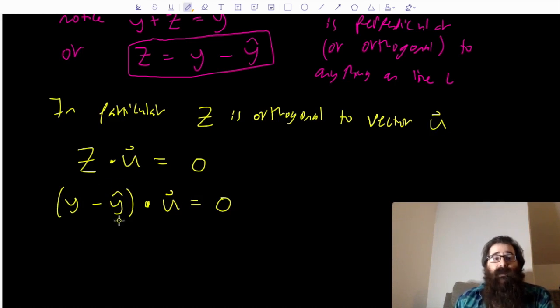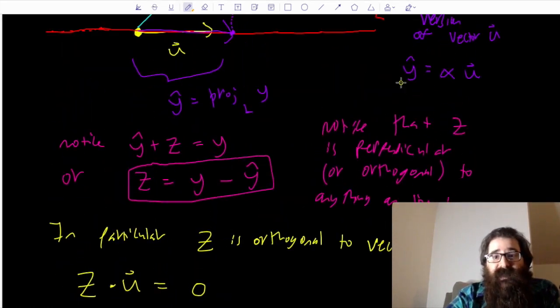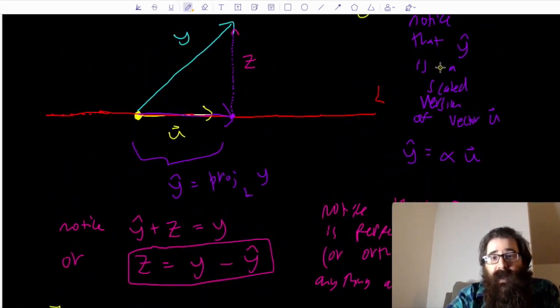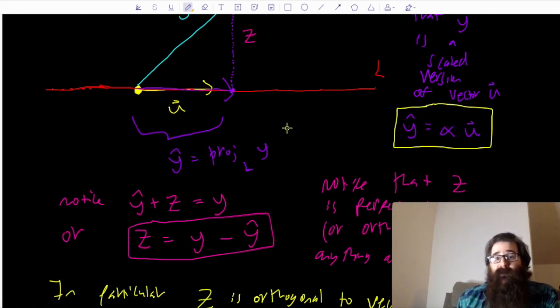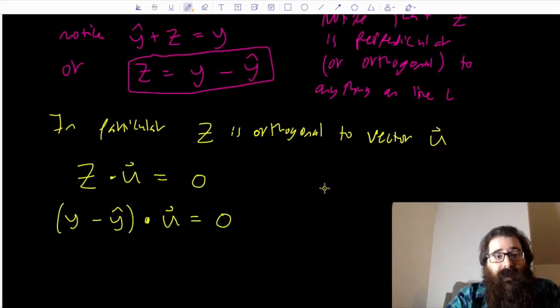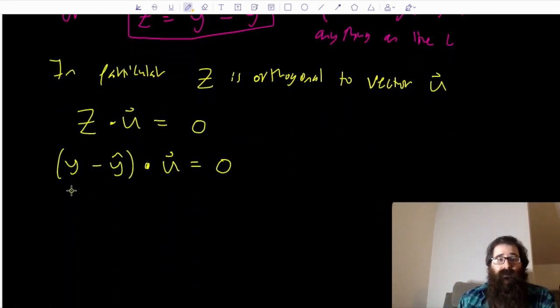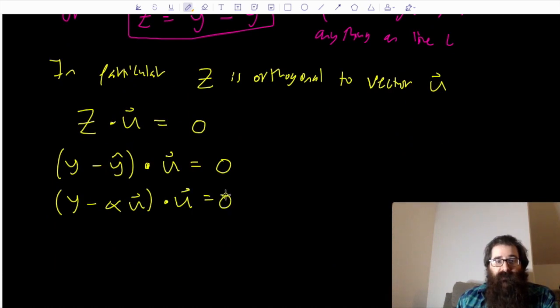And what did we say about y hat? Well, we said y hat is just a scaled version. Notice that y hat is a scaled version of vector u. So y hat is equal to some constant. I called that constant alpha, but you could call it whatever you want. Some constant alpha times vector u. So I can make that substitution and say, y minus alpha times vector u, and then dotted with vector u is going to give me 0.